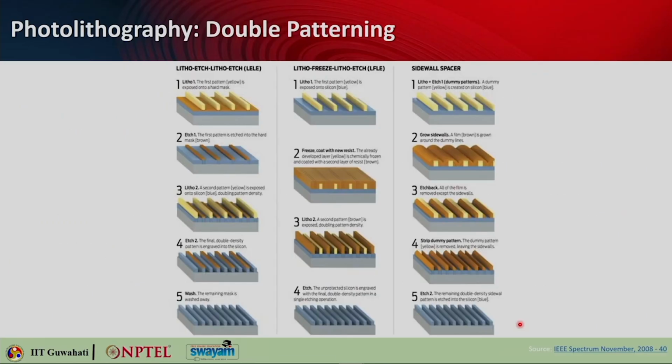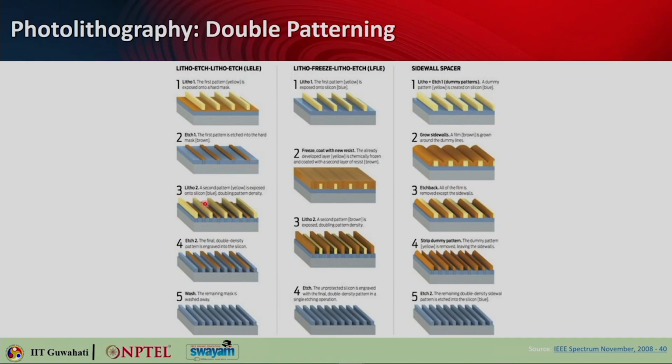So, there are different methods in double patterning. Let us look into these 3 different techniques that are used. The first one is called LELE, the litho etch technique. What happens in this particular case? You first do the litho 1, that is the first step. The first pattern, which is in yellow, is exposed onto a hard mask. And then you etch. The first pattern is etched onto the hard mask, so you get these brown shaped patterns.